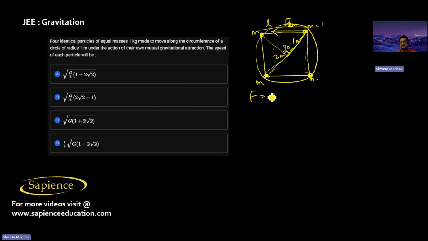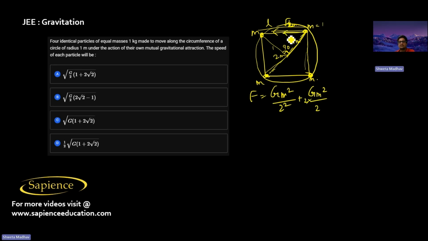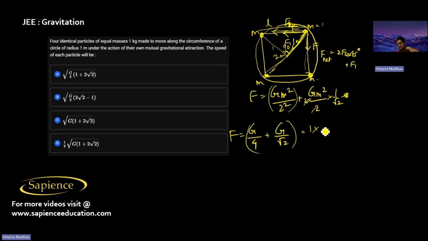So the net force acting on each mass is G m square by 2 square plus G m square by root 2 square, that is 2 into this. If this force is F and this is F1, then the net force acting on any mass m is equal to 2F cos 45 plus F1. So this is 2 into F cos 45, which is 1 by root 2, plus F1. So F will be equal to G into 1 square, which is 1 only, and G by 4 plus 2, and 2 will cancel. So G by root 2 is equal to m v square by r.